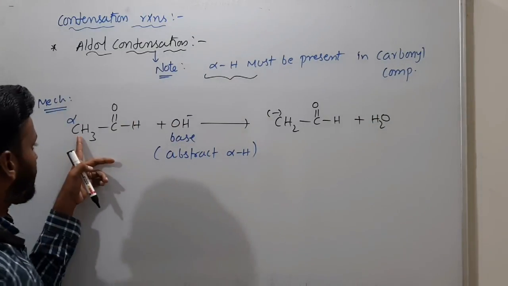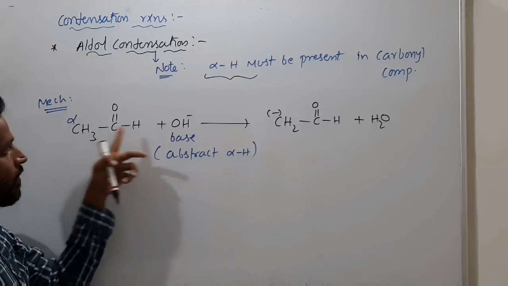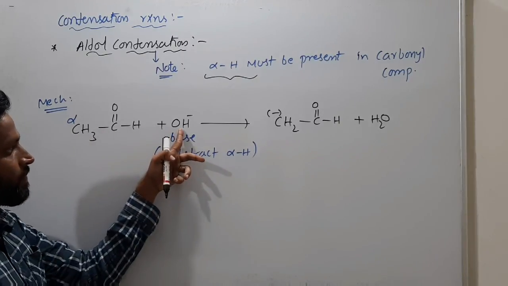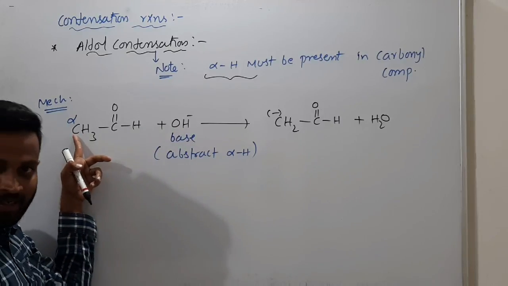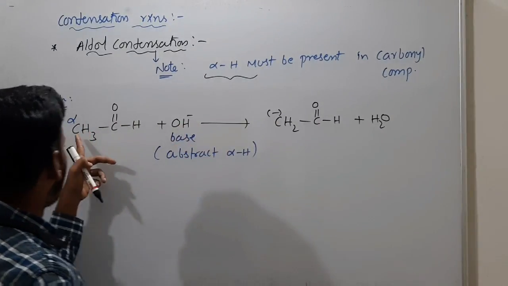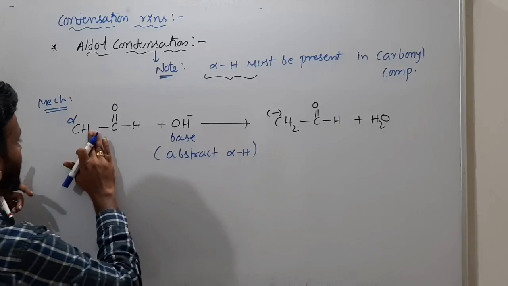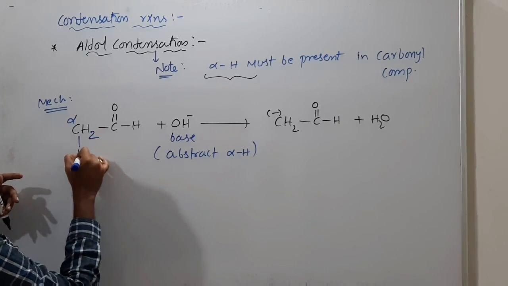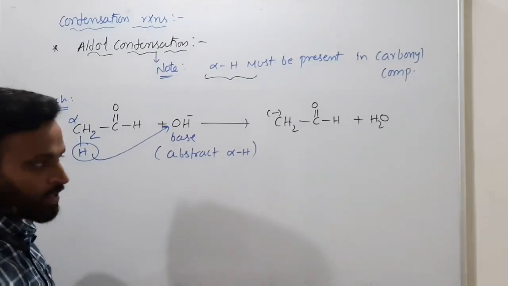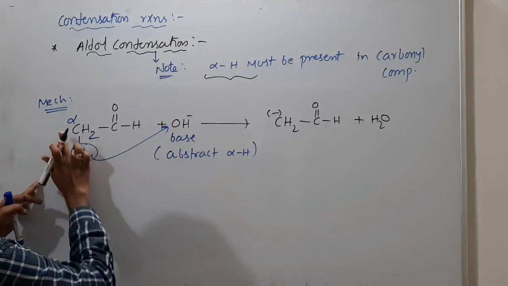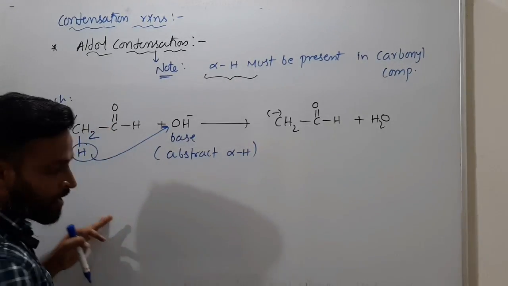Got it clearly? From this alpha carbon, a proton is abstracted. This OH minus has taken a proton from this alpha carbon. So OH minus and H plus from here. You can write this like CH2 and H. One of the hydrogens is taken by this OH minus. So OH minus and H plus are gone, and the remaining is CH2 minus.